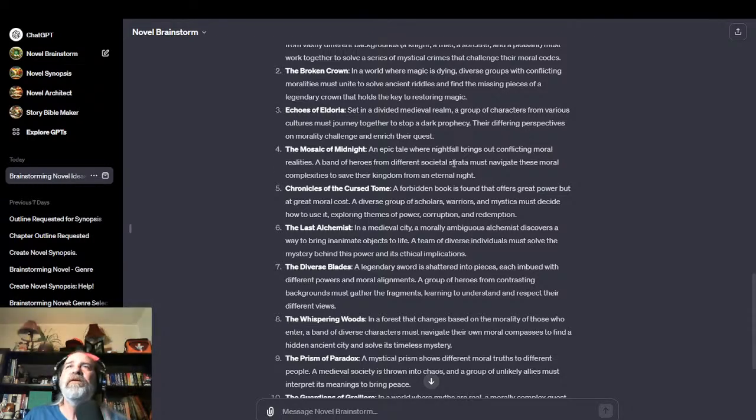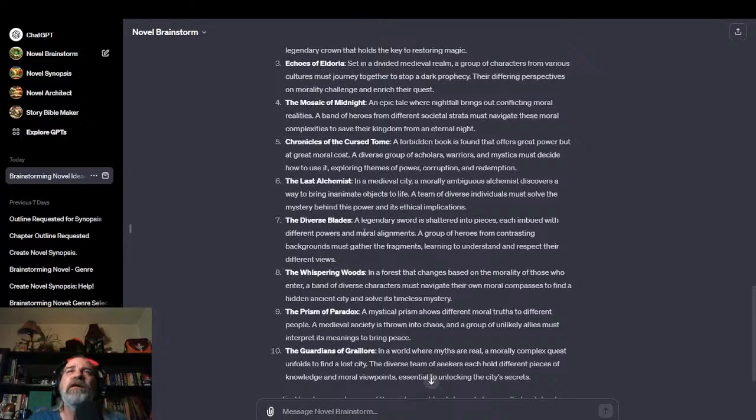The Mosaic of Midnight, an epic tale where nightfall brings out conflicting moral realities. A band of heroes from different societal strata must navigate these moral complexities to save their kingdom from an eternal night. Chronicles of the Cursed Tome. A forbidden book is found that offers great power, but at great moral cost. A diverse group of scholars, warriors, and mystics must decide how to use it, exploring themes of power, corruption, and redemption. The Last Alchemist. In a medieval city, a morally ambiguous alchemist discovers a way to bring inanimate objects to life. A team of diverse individuals must solve the mystery behind this power and its ethical implications.